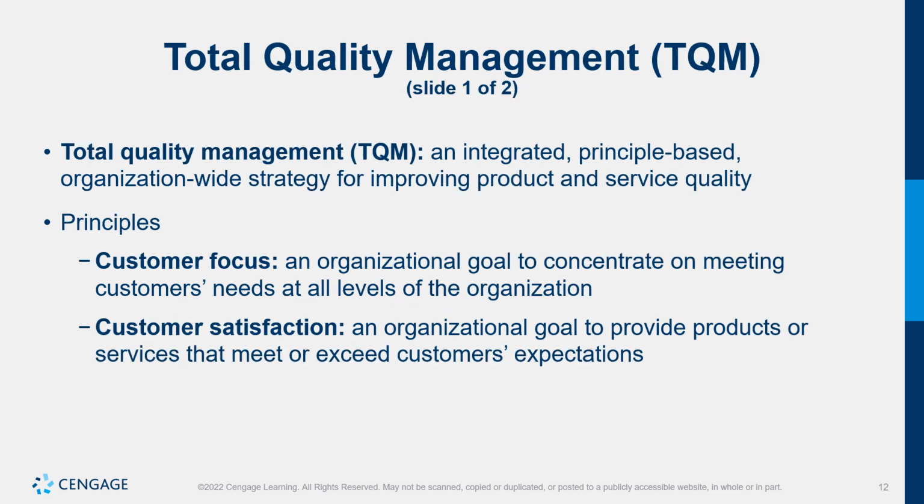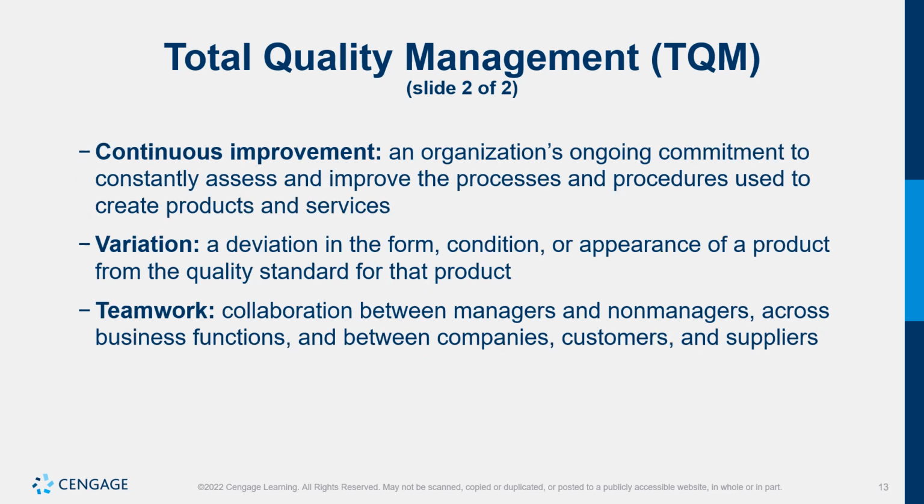Total Quality Management, TQM, is an integrated, organization-wide strategy for improving product and service quality. TQM is a philosophy or overall approach to management that is characterized by three principles: customer focus and satisfaction, continuous improvement, and teamwork. Customer focus is an organizational goal to concentrate on meeting customers' needs at every level of the organization. Customer satisfaction is an organizational goal to provide products or services that meet or exceed customers' expectations.